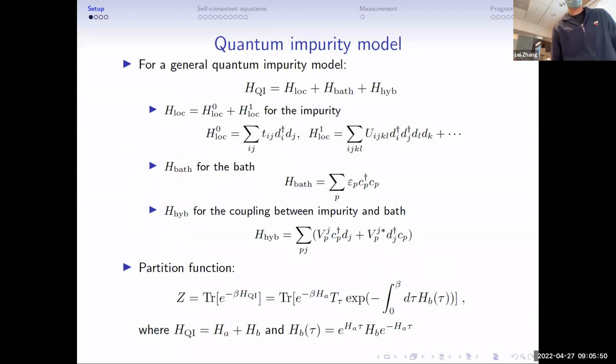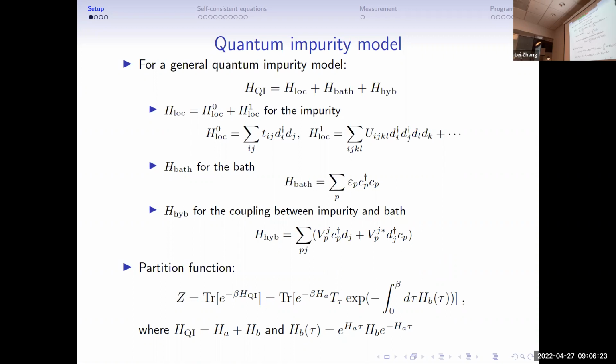So let's get started. The quantum impurity model usually has three parts: H local, H bath, and H hat. H local means the Hamiltonian for the impurity. It usually has two parts. One part is the non-interacting hopping term, and the other is the interacting term. And by the way, we should be careful about this notation. Usually we use IJLK, not IJKL, in our simulation.